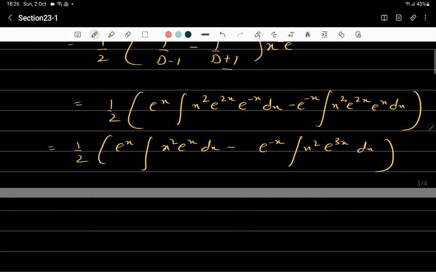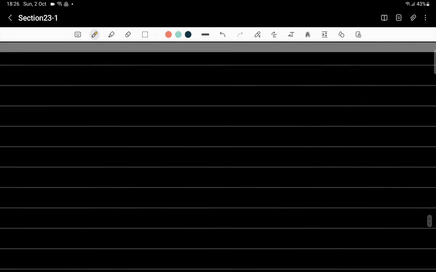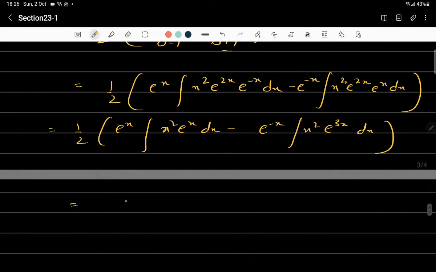Now integration is quite easy. You can do it by yourself. And after doing it, please do match the answer. It turns out to be e raised to the power 2x divided by 27 and 9x square minus 24x plus 26.